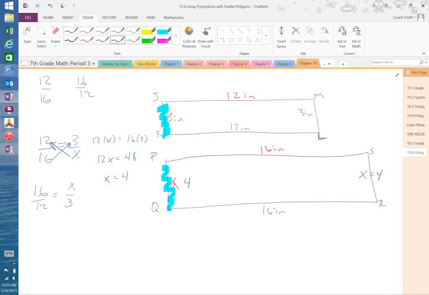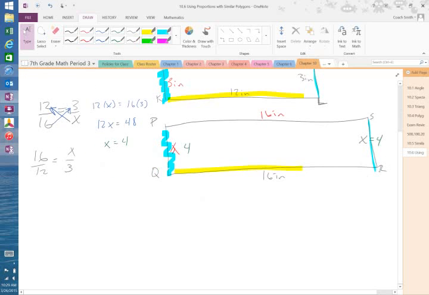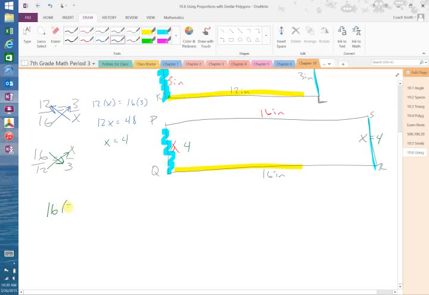So we took the two corresponding sides that we know. We took the large one here, those are two the same, and then these would be your corresponding sides. Now let me show you that it's going to come out the same either way. Here, I can go 16 times 3 equal to 12 times X. Still comes out the same.